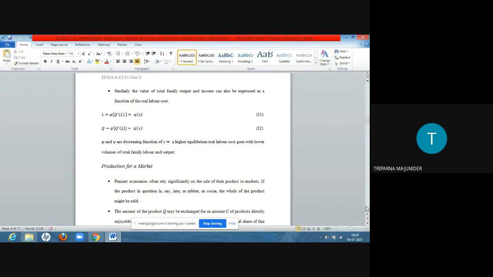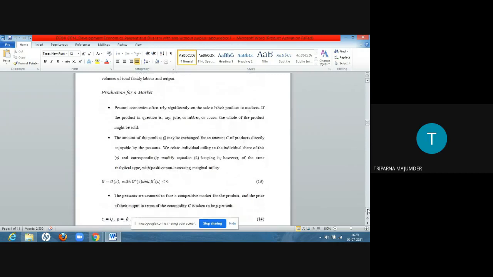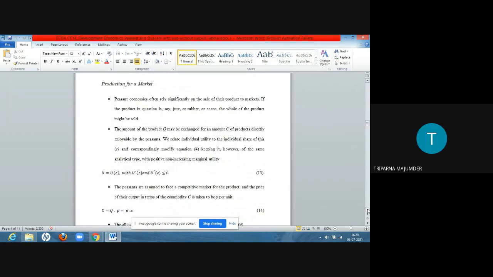Now we come to another type of peasant economy. Here we were saying that the peasants produce for their home consumption, for their own consumption. Now we come to production for a market.